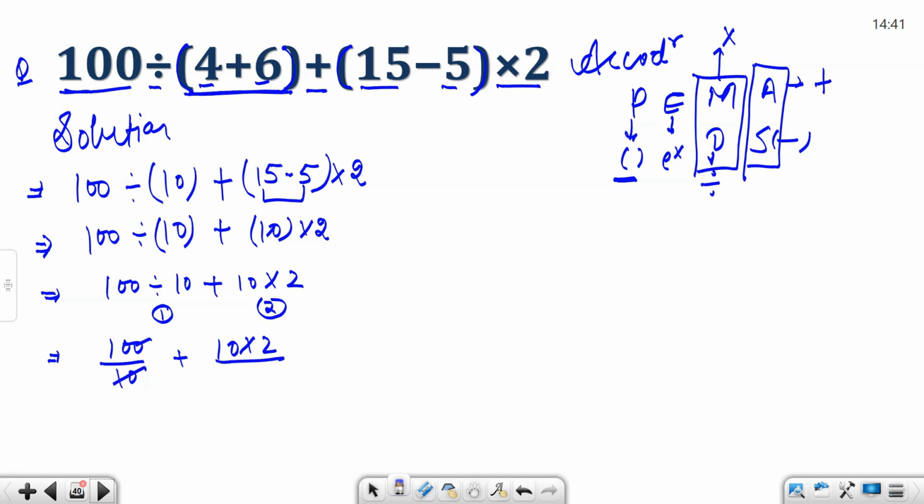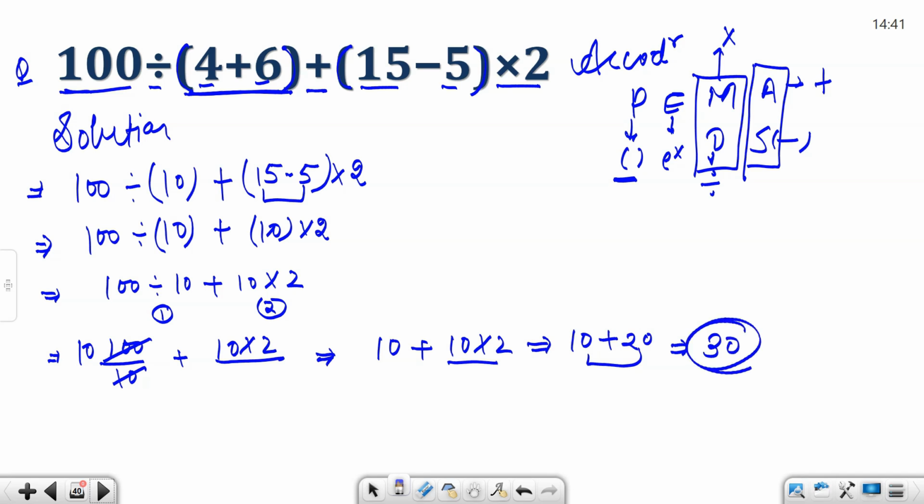100 divided by 10 is 10. Now, 10 plus 10 times 2. Let's demonstrate. 10 plus 10 times 2 is 10 plus 20, which equals 30. This is the answer.